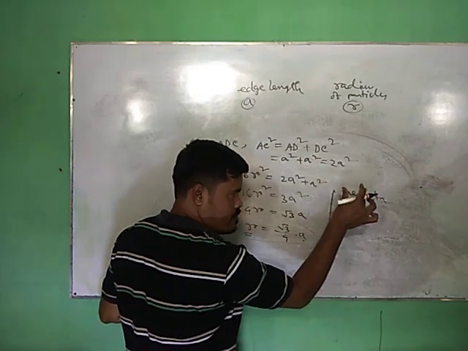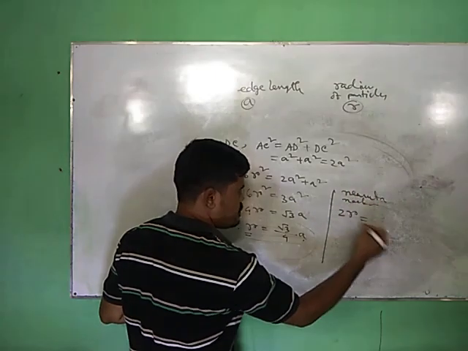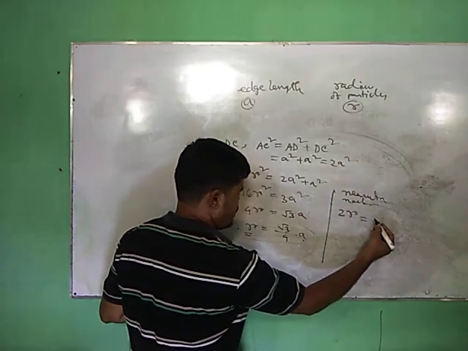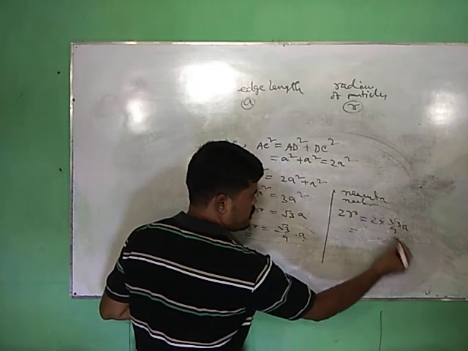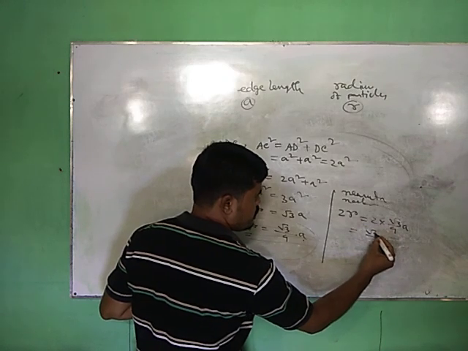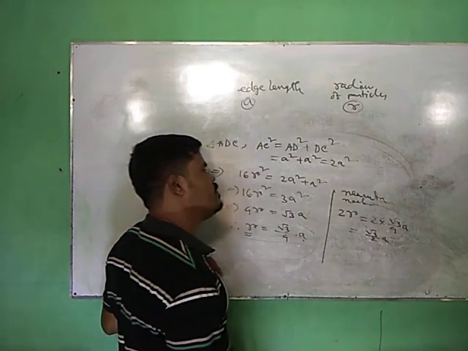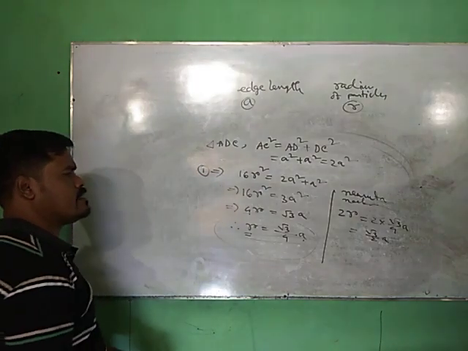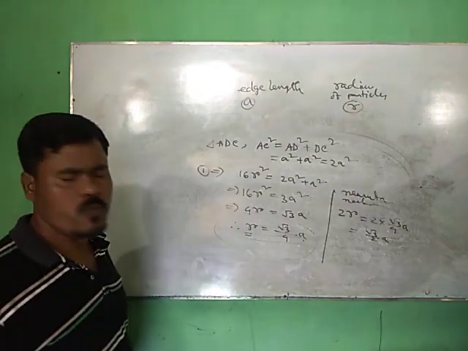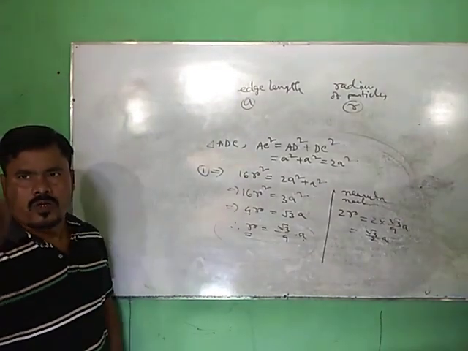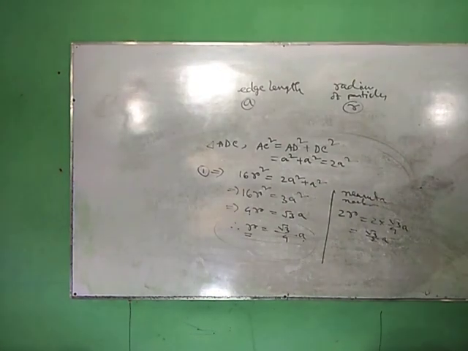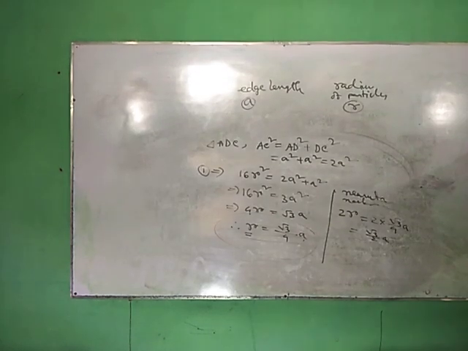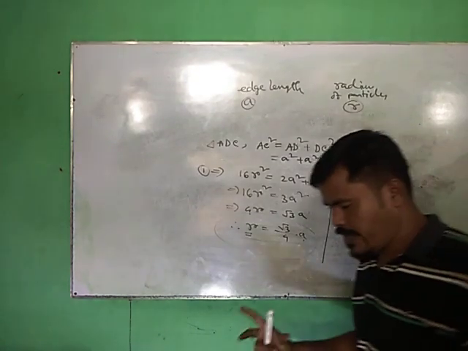Twice R is equal to 2 into root 3 by 4 a, which is equal to root 3 by 2 a. So the nearest neighbor distance is root 3 by 2 a. In this way we are getting the relation between different types of unit cells. Okay, today I'll stop my class here.